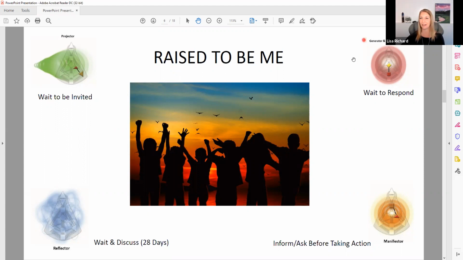Then we move over to our largest group, and that combines those generators and manifesting generators. So the energy type is the same. It's called warm and enveloping. It's just this radiating energy that comes out from your being.